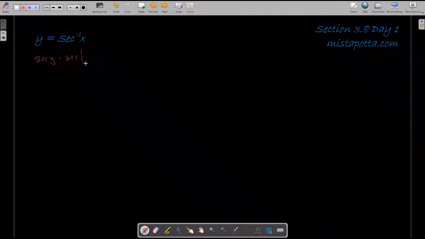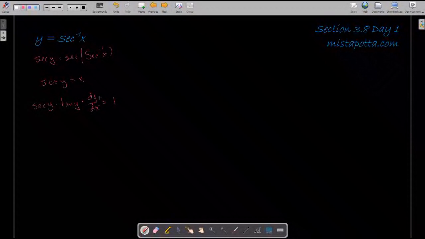This is going to give me the secant of my arcsecant function x, or that the secant of y is equal to x. And I'm going to take the derivative implicitly, just as we did before. So the derivative of secant of theta is really secant of theta times the tangent of theta times, in this case, dy dx, because I'm taking the derivative of a y term. And this is equal to 1.